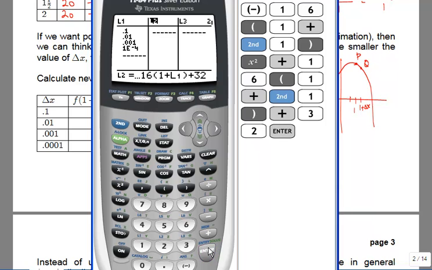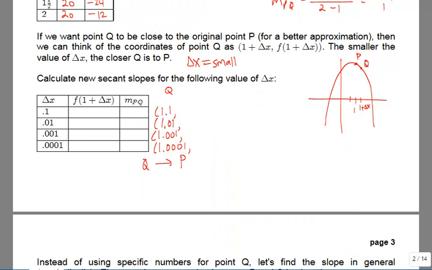So if I hit enter, these are what we get. The first one was 30.24, and then we had 31.838, 31.984, and 31.998. And these are the y coordinates of our point Q's.